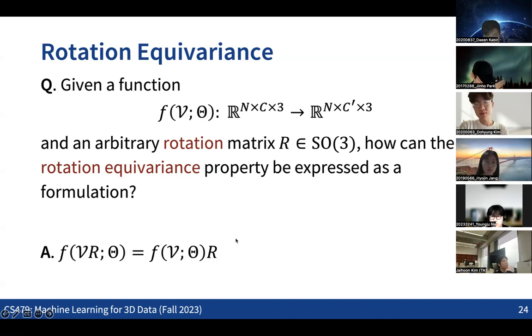Whether you apply the rotation matrix before you feed the information into the neural network, or after, on the output of the neural network, the output should be exactly the same. So that's what we want in achieving the rotation equivariance, right?